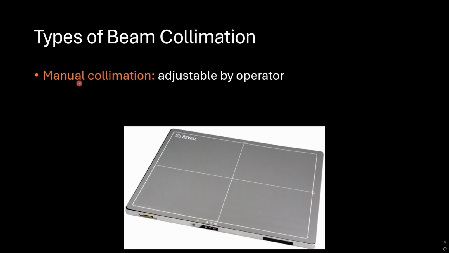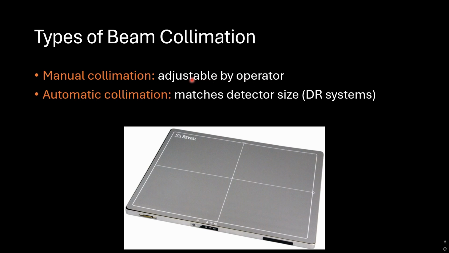Now we have 2 beam collimation types. We have the manual collimation. It's adjustable by operator or technologist, so the technologist can adjust that field depending on the area of interest. And we have the automatic collimation, which matches detector size, which is used in the digital radiography systems. So the collimation can be manually collimated or automatically collimated.